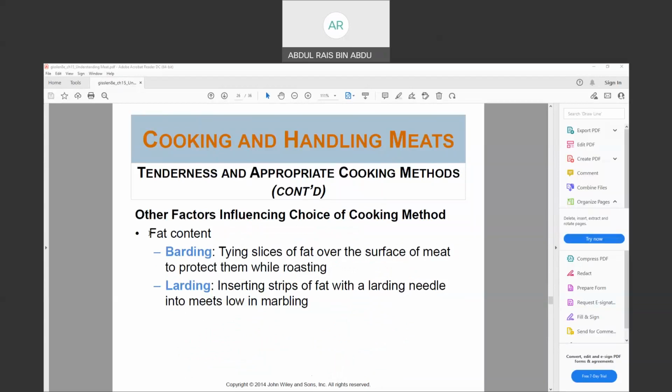Alright. Is the fat content. Untuk ensure daging tu retain dia punya moisture, selalunya kita terpaksa bergantung pada fat content lah. Alright. And biasanya melibatkan dua proses, which is barding dan juga larding. The first one, barding, is basically tying slices of fat over the surface of meat to protect them while roasting. While larding pula is inserting strips of fat with a needle into the meat, to increase marbling.